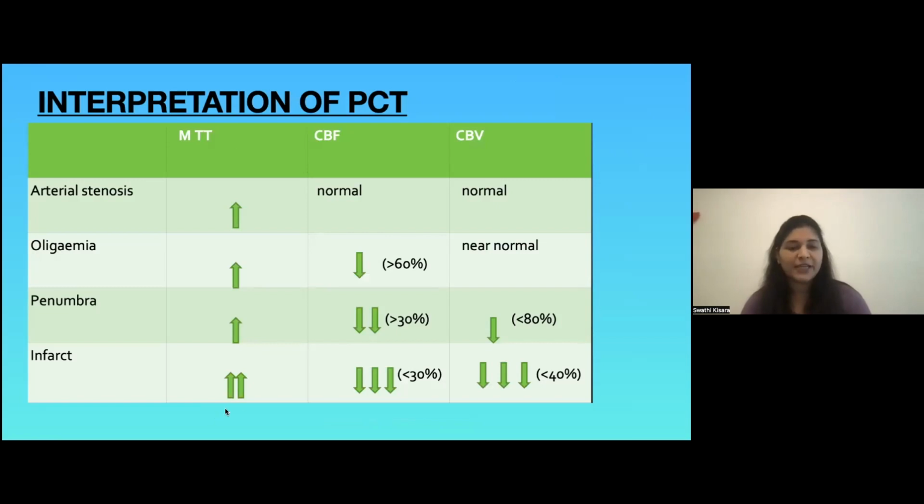So the interpretation of PCT can be done using these parameters, that is MTT, CBF, and CBV. We can see that in arterial stenosis and in oligemia, the CBF and CBV can be normal to near normal, whereas in the penumbra and the infarct, the CBF and CBV are markedly reduced. The mean transit time is increased in arterial stenosis, oligemia, and penumbra, but it is more so in cases of infarct.